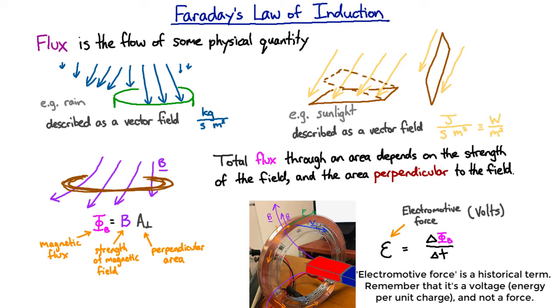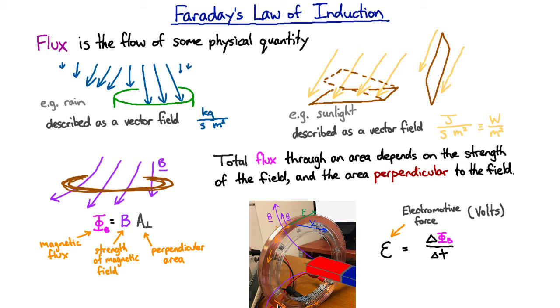And so that voltage will be applied to every loop that we have in this coil. And so if we have multiple windings of that coil, we're going to get that voltage for each one of them. And so the total voltage is going to be just the number of loops times the rate of change of magnetic flux. And that is now known as Faraday's law.